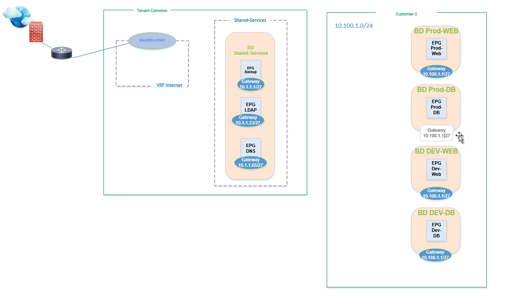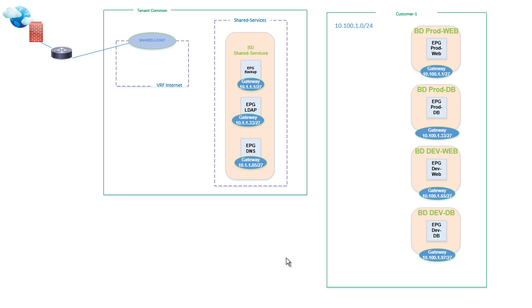Okay, so prod DB is going to be 33. Dev web is going to be 65. And dev database is going to be 97. So these are going to be basically the default gateways for these bridge domains, or for these EPGs, and these default gateways are going to be in the bridge domain.